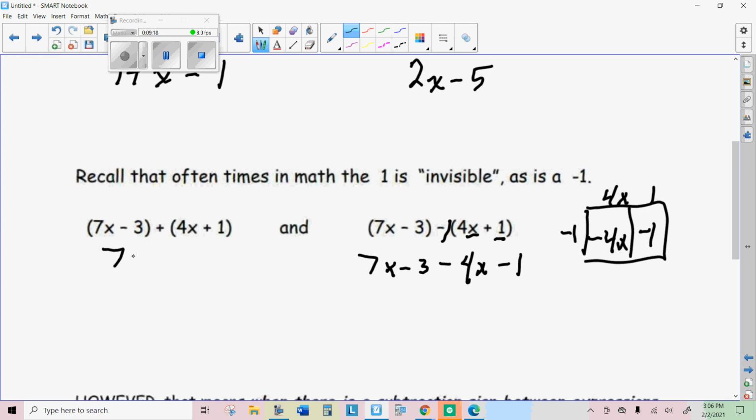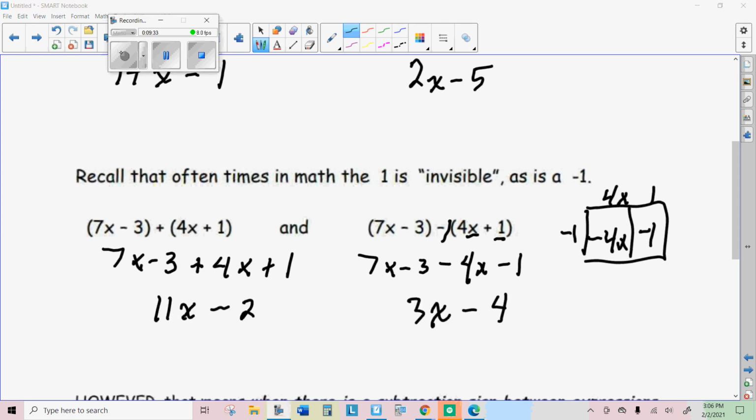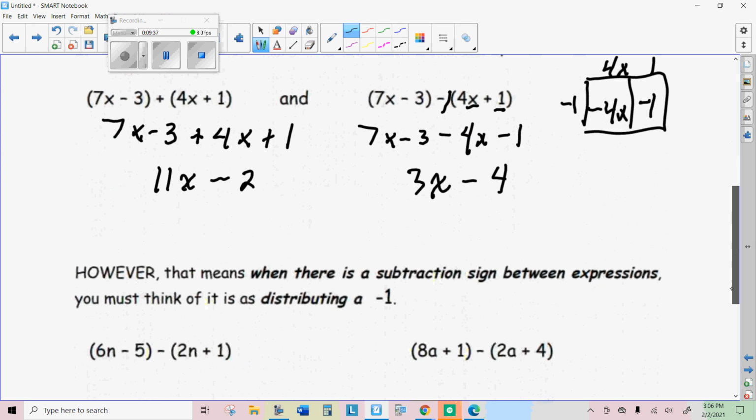When you don't have a negative in there, nothing happens because you're just multiplying. If you want to think of an invisible 1, go ahead. But multiplying 1 times any number is just that number. Go ahead and finish simplifying up both of those. There you go.